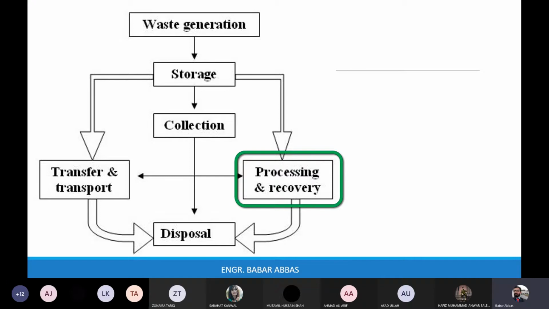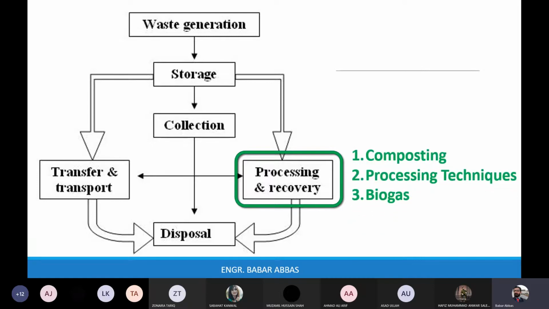A subsection of processing and recovery has to be covered today, and it consists of the biogas production techniques and the importance of biogas production in solid waste management systems. We already have covered composting setup under the section of processing and recovery, as well as we have discussed different processing techniques which were physical, chemical, or biological in terms of converting the solid waste into useful products.